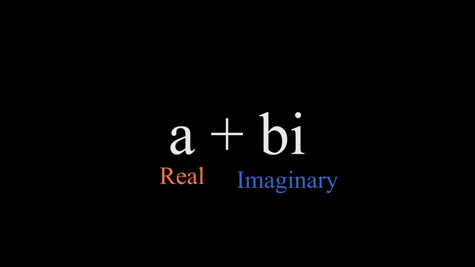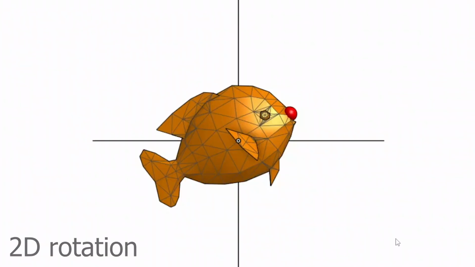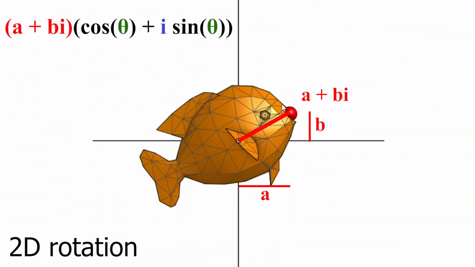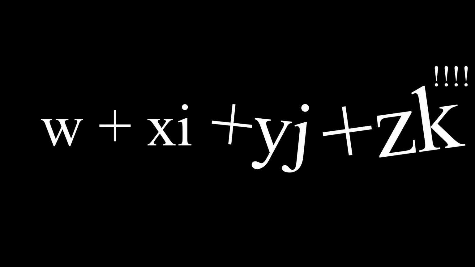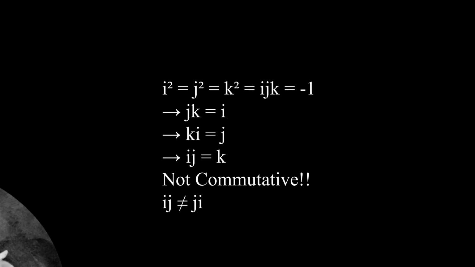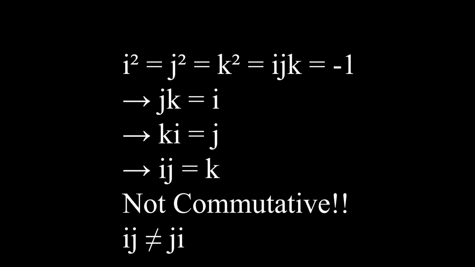To understand quaternions, we have to go back to rotations with complex numbers. If we graph a complex number in a 2D plane and multiply it by cosine theta plus i sine theta, we can see that it rotates the point by theta degrees. Quaternions are complex numbers, but with not 1, not 2, but 3 imaginary parts. William Rowan Hamilton, the inventor of quaternions, defined these properties that make up the basis of quaternion multiplication.